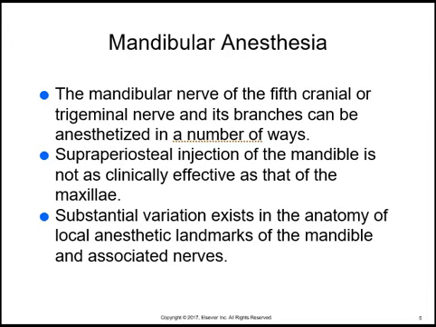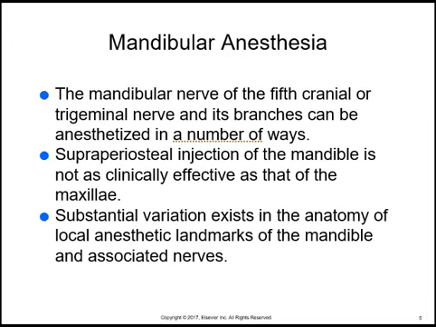Alright, so we know that the mandibular nerve of the fifth cranial or trigeminal nerve and its branches can be anesthetized in a number of ways, and that helps us numb certain parts of the mouth at a time whenever we're working on quadrants for SRP or in highly sensitive patients in any kind of procedure.